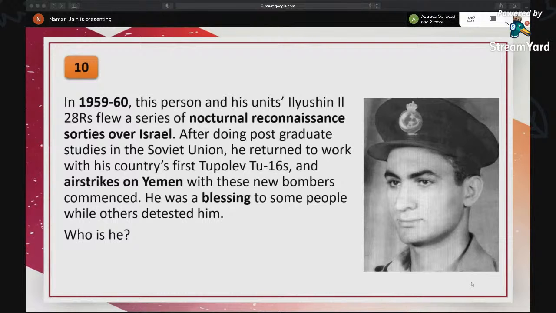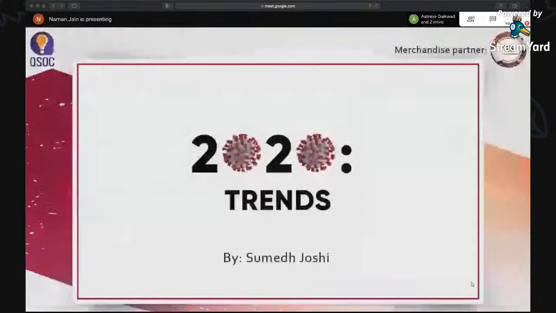Okay, so this ends the tribute section. And the next section is Trends by Sumedh Joshi, Biz God and one of the best college quizzers in Pune. So Sumedh, are you there? Sumedh, can you unmute yourself?